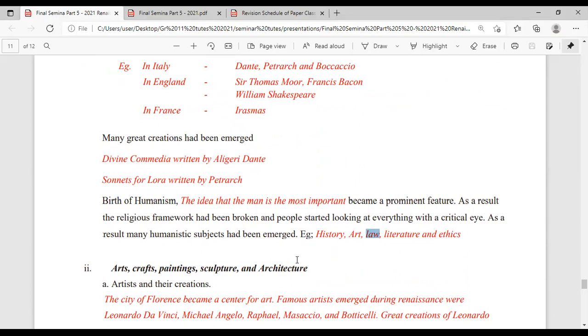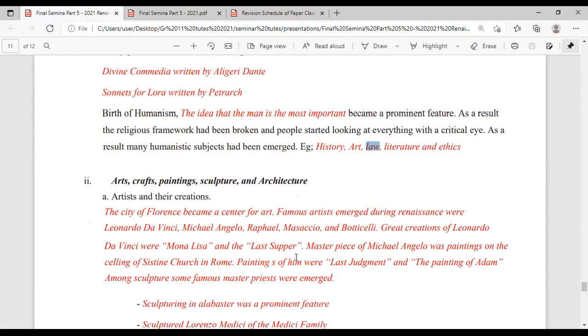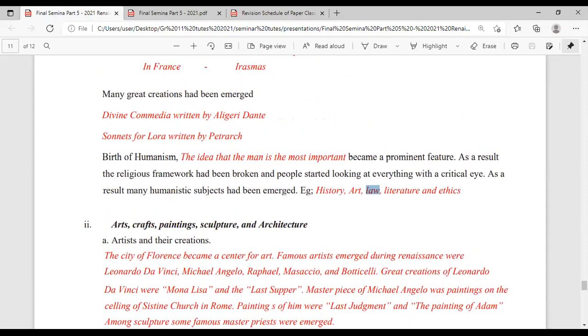So great creations of Leonardo da Vinci were the Mona Lisa and the Last Supper. Masterpieces of Michelangelo were the paintings on the ceiling of the Sistine Chapel in Rome, and his paintings were the Last Judgment and the painting of Adam. Among sculptures, some famous masterpieces emerged. So here you have to write a little bit.